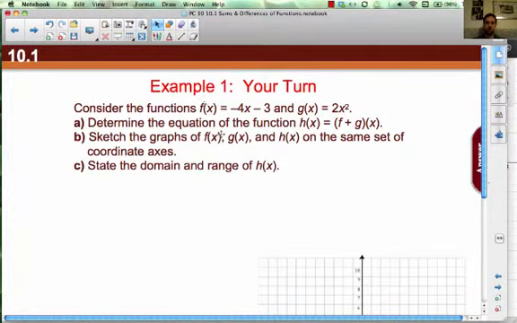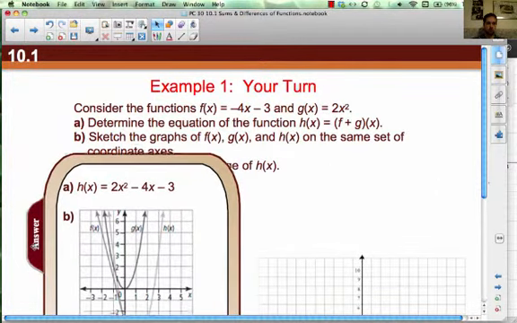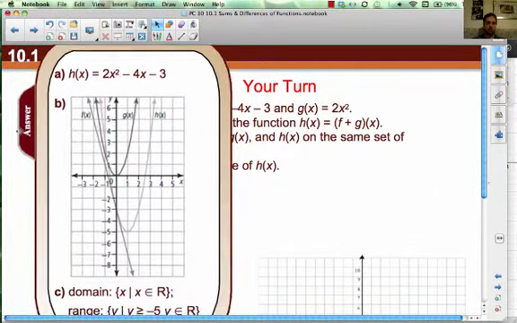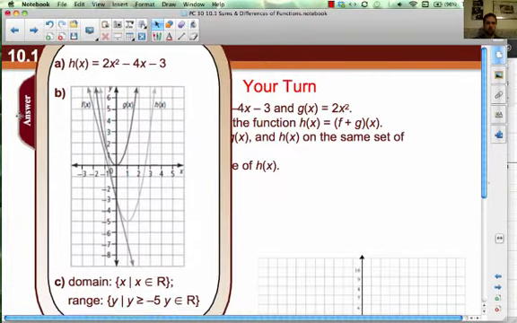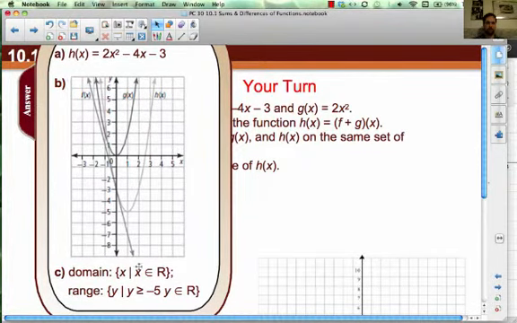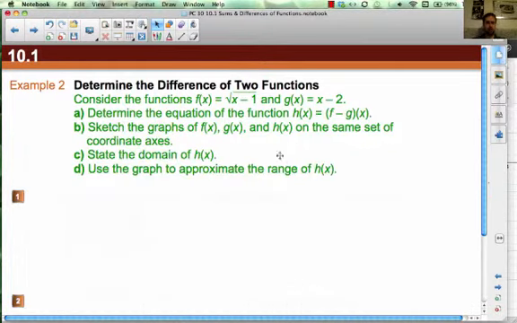So here's your turn. Hit pause, give it a try. The answers will be available when you unpause the video. So there are your answers. Hopefully you are able to work that out.